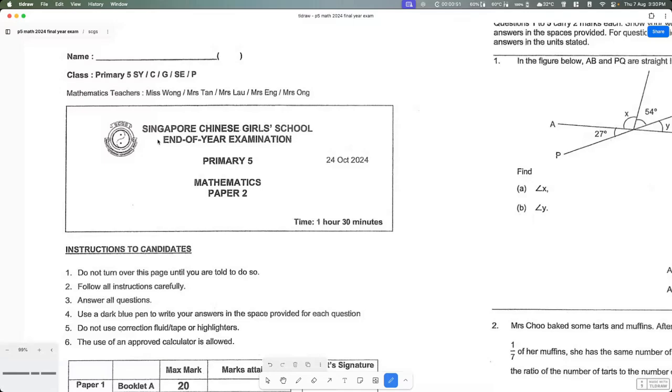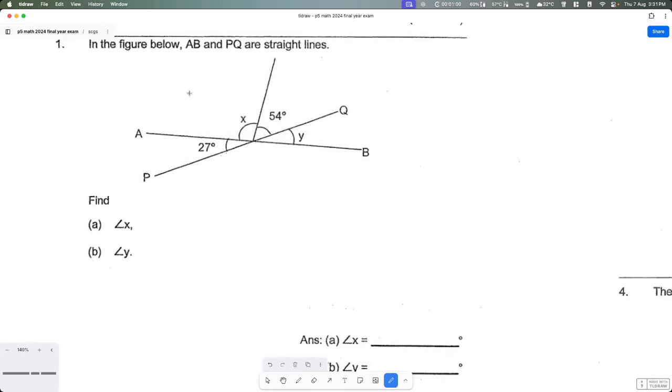In this video, we're going to go through the Singapore Chinese Girls' School end of year examination, Primary 5 Mathematics Paper 2. So let's get started on the first question.